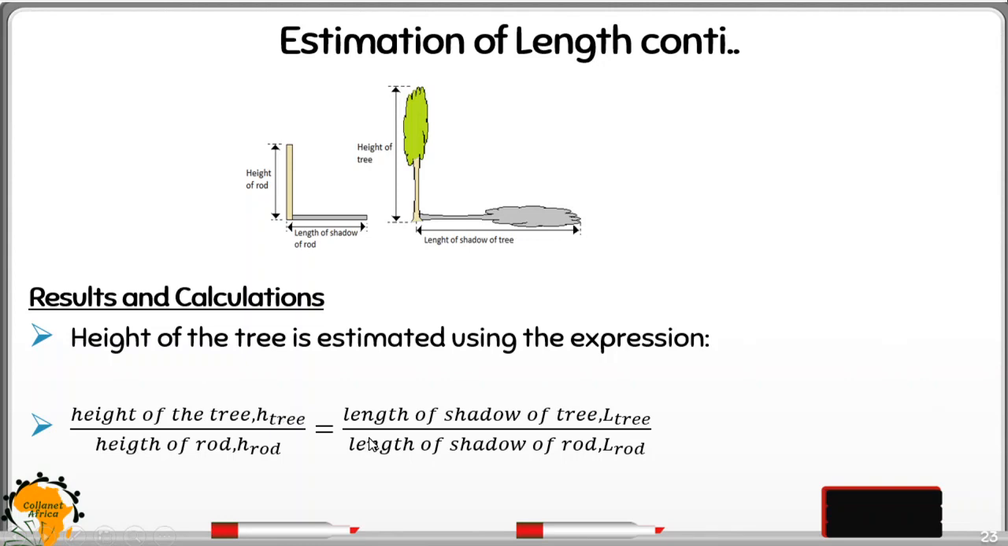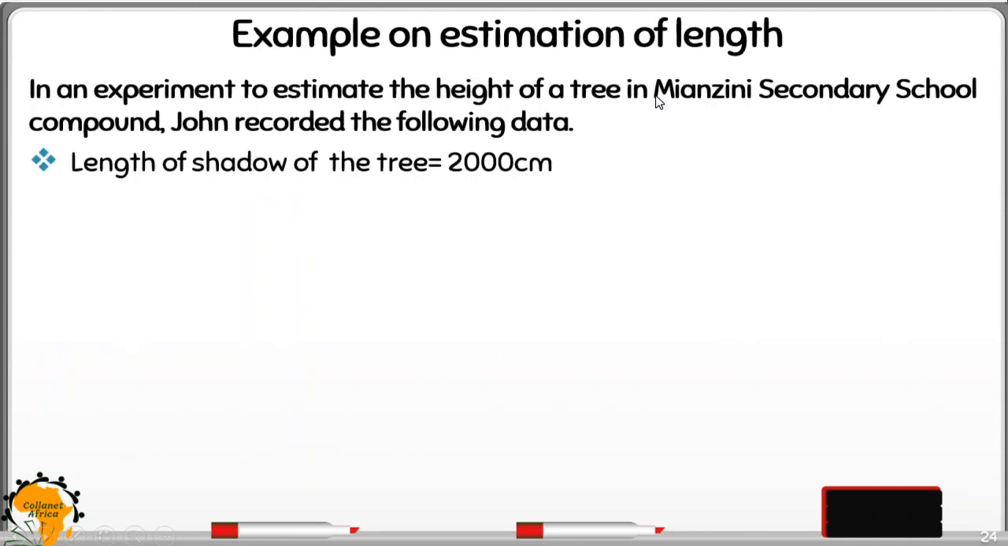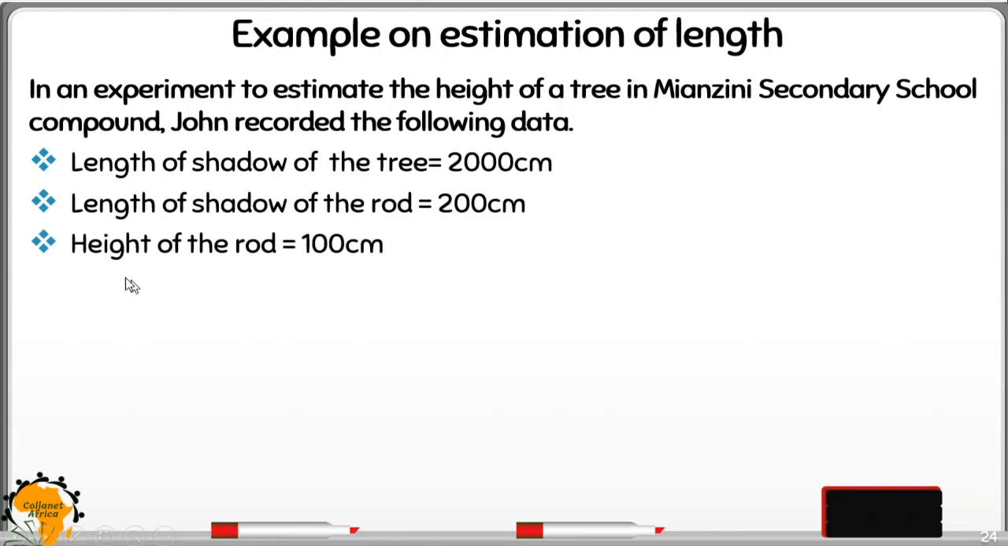So we look at an example. In an experiment to estimate the height of a tree in Mianzini Secondary School compound, John recorded the following data. Length of the shadow of the tree was found to be 2000 centimeter. Length of the shadow of the rod, 200 centimeter. Height of the rod, 100 centimeter. Then you are supposed to determine the height of the tree.